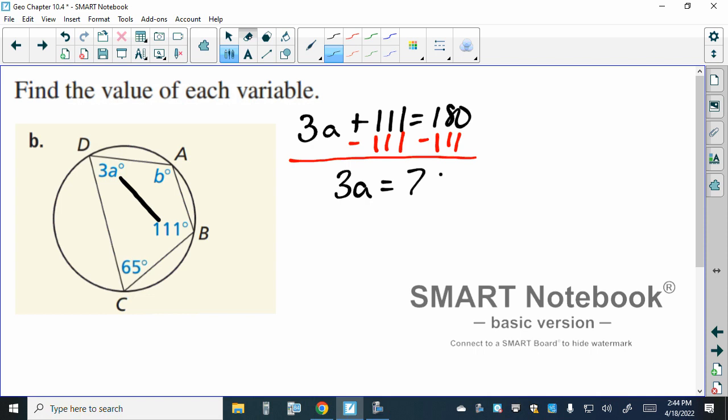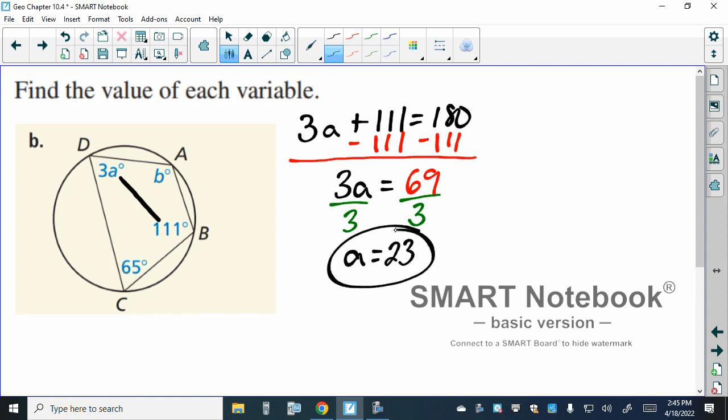Nope, 69. And then we would divide by 3. Wouldn't that just be like long division, or synthetic or basic division? Yep. What would you need to do to solve for b?